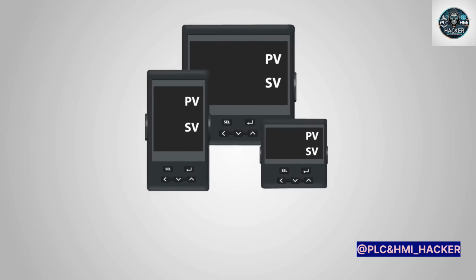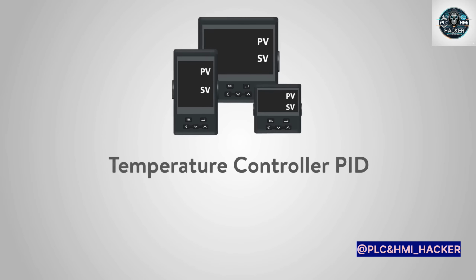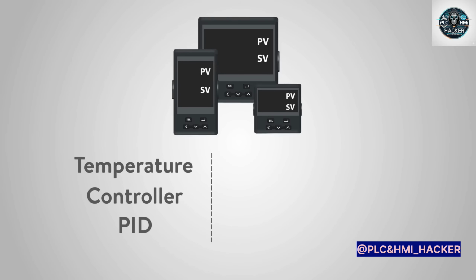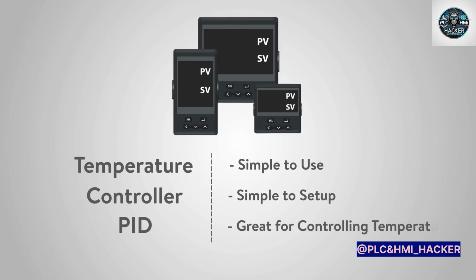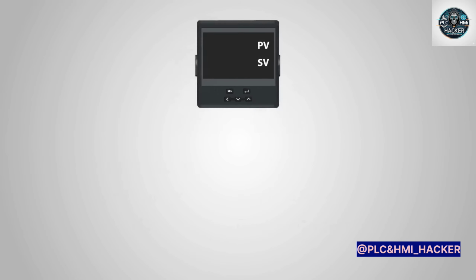A common standalone type that we use in manufacturing and industry is a temperature controller PID. These controllers are pretty simple to use and set up. Plus, they do a great job at controlling temperatures of a variety of equipment. Let's take a look at how they work.